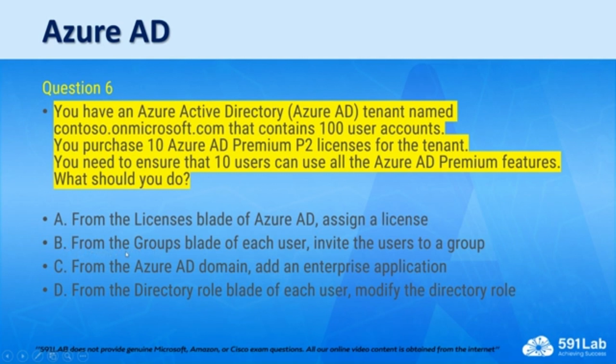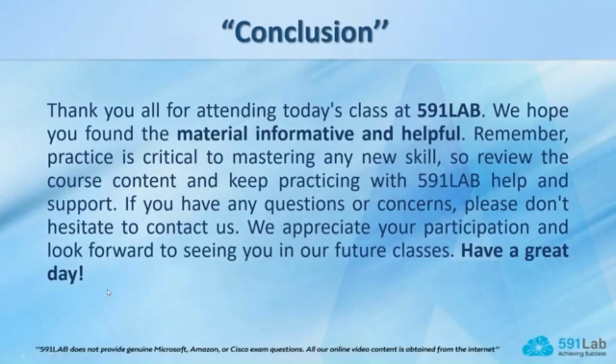It's not B, from groups. This is not recommended, and it is not the right answer for assigning users licenses from the Azure AD domain. Add an enterprise application is out of topic. From the directory role blade, each user modified, this is in terms of directory roles. This is not addressing licenses. So the correct answer here is A.